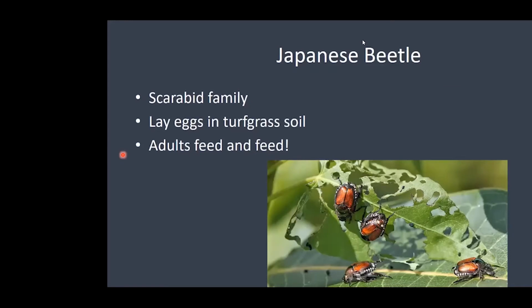And they feed when they're adults too. I know you guys probably see this every year, and you just got to pick them off. A lot of times we can beat them by spraying them before they emerge.